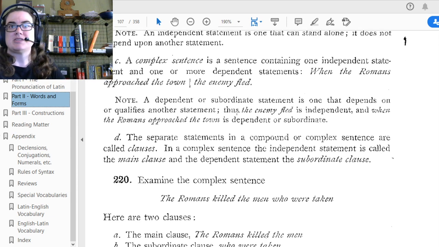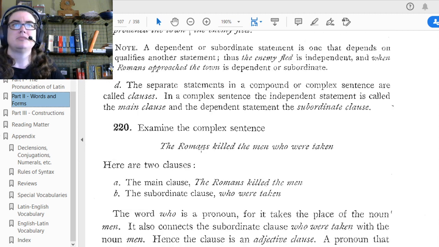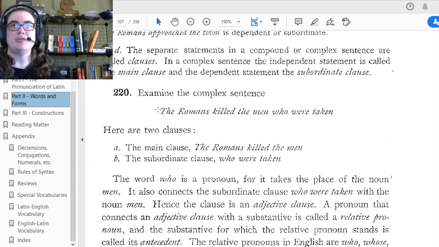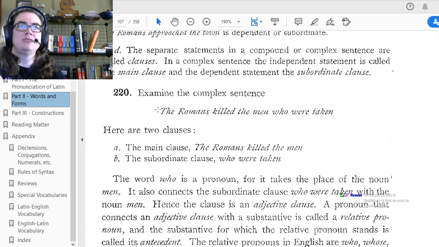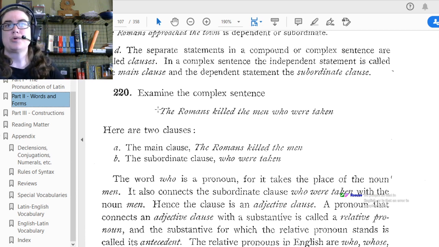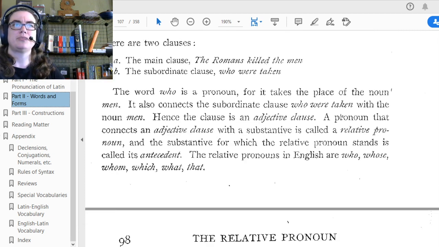So the separate statements in a compound or complex are called clauses. So there's a main clause and a subordinate clause. So here's one. The Romans killed the men who were taken. So the main clause, the Romans killed the men. Subordinate, who were taken. Right? You could get rid of this part. The Romans killed the men. Still makes sense. You could not get rid of this part. Who were taken. That means nothing on its own because it's a subordinate. It needs something to hang on to.